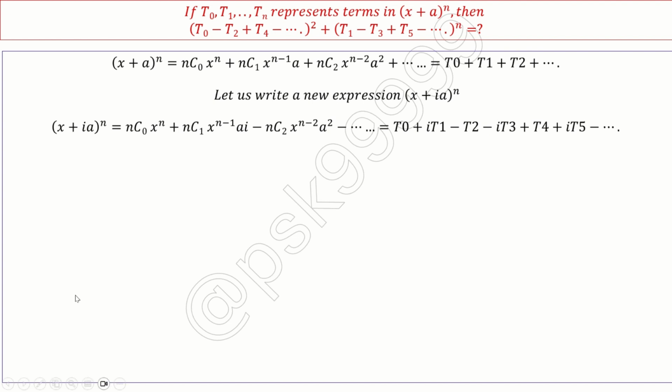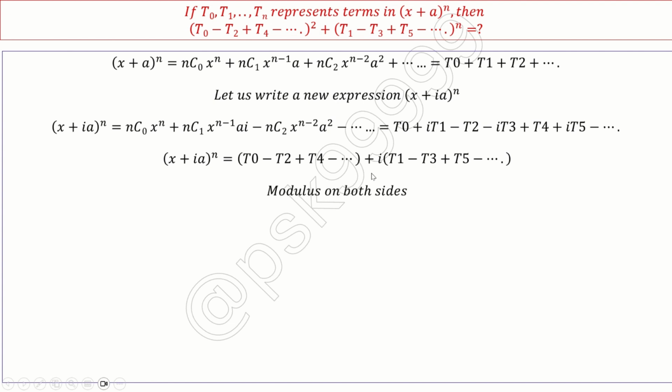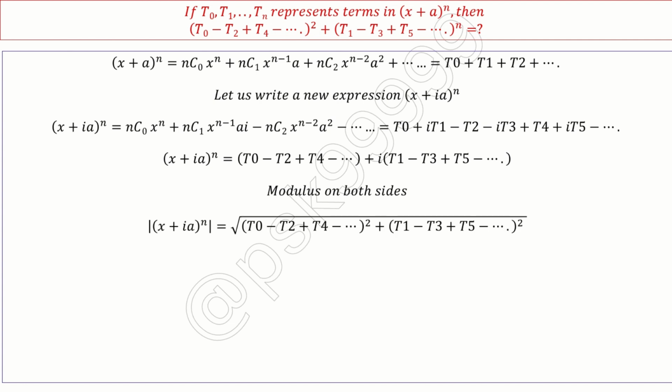And so on. So if I group it into real terms and imaginary terms, this will become nothing but T0 minus T2 plus T4 minus and so on, which is what we have here, and i times (T1 minus T3 plus T5 minus and so on), like here. The only thing missing is the square. How do you get the square of this one? If you take the modulus, that's what you will get, right? So take the modulus on both sides.